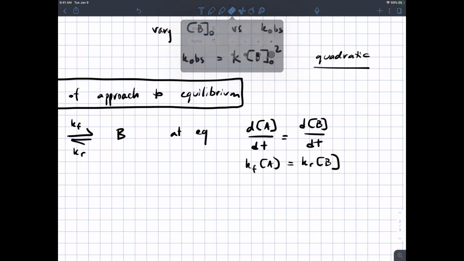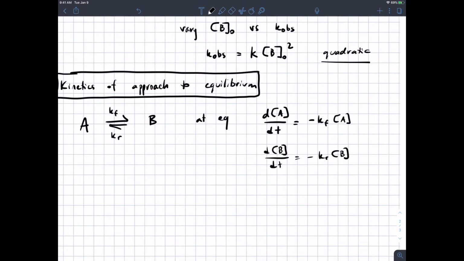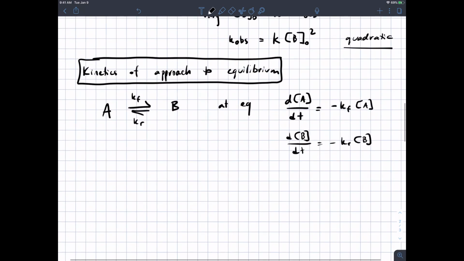I guess the best way to express this would be the disappearance of A is minus Kf times A, and the disappearance of B is minus Kr times B. And if they're both disappearing at the same rate, then nothing's happening. All right, so at equilibrium, there's really nothing to show here, folks. But what about the approach to equilibrium, and how do we talk about that?